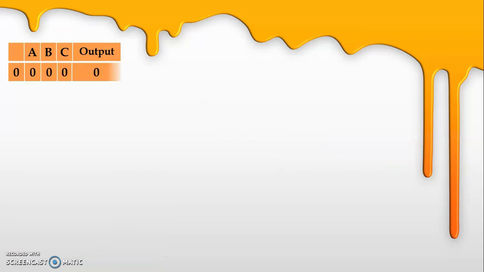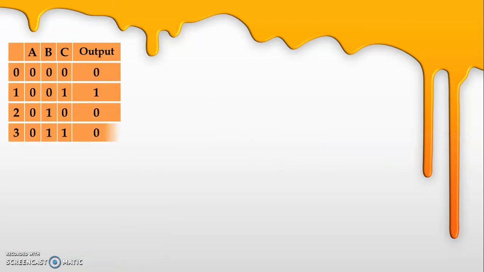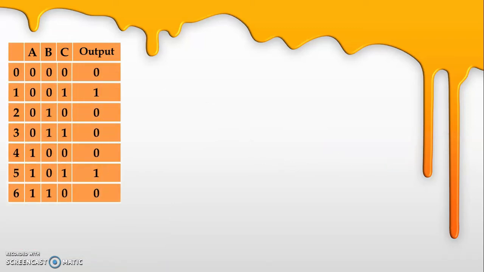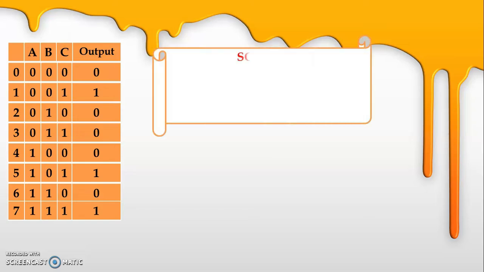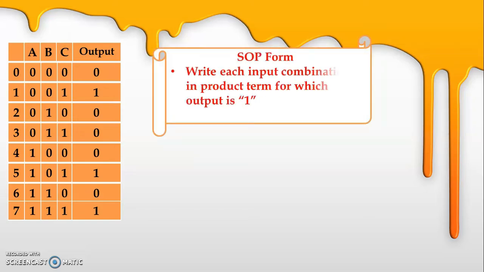Now let us take one truth table. We have different conditions, 3 input variables, so we have a total of 8 possible input conditions. Now to prepare the SOP form, we have to follow certain steps. Step number 1: write each input combination in product term for which the output is 1.